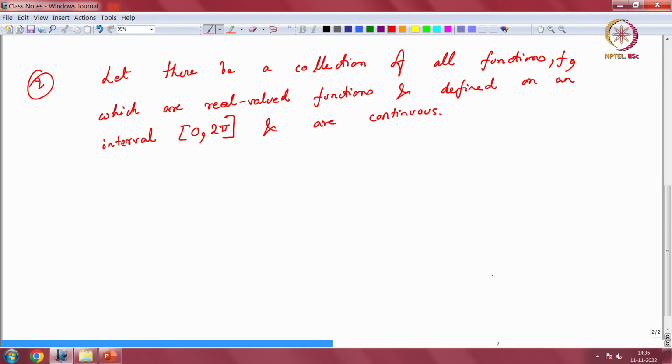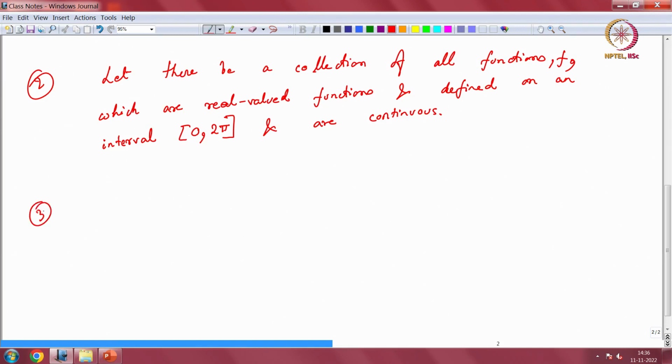So a collection of functions like this also will constitute a vector space. And this vector space will now be looking very different than the vector space of column vectors or the row vectors that we discussed earlier. You can also define other types of vector spaces.